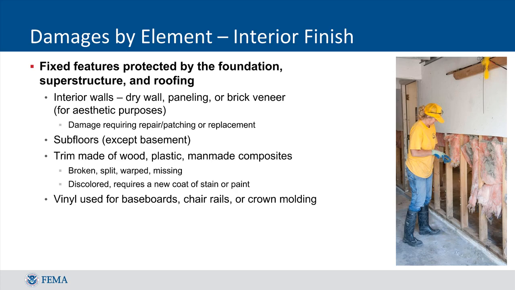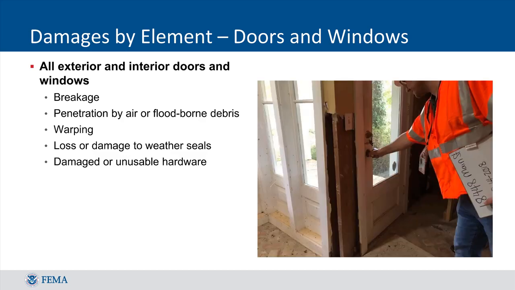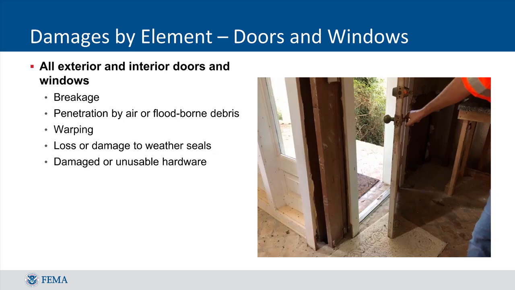Be aware of less apparent damage, such as when trim, baseboard, or other features may have been warped or split and require replacement. The next damage element that is evaluated is the doors and windows category. This includes all exterior and interior doors and windows, which should be evaluated for breakage, warping, and damage to weather seals. If any hardware or seals need to be replaced, these will count towards the element's damage percentage. In flood events, doors and windows are also often a good place to begin your search for a high water mark, as sediment tends to get trapped in the corners and crevices of these elements of the structure.